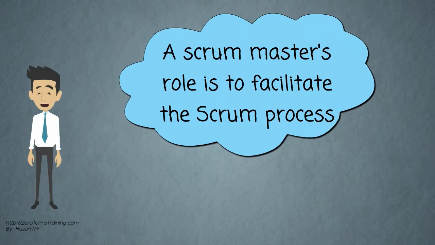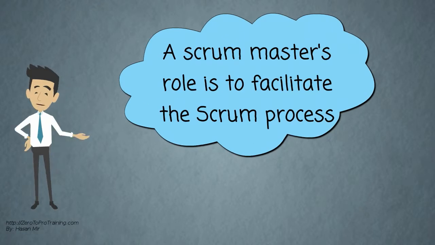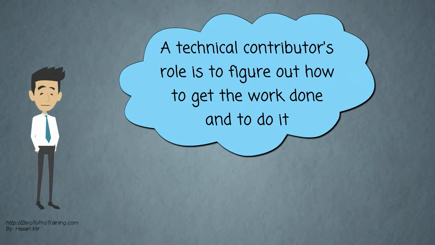A Scrum Master's role is to facilitate the Scrum process. Facilitating meetings, such as a daily Scrum, sprint planning, sprint reviews, and sprint retrospectives, is part of this. A technical contributor's role is to work with the other team members, to figure out how to get the work done, and to do it.